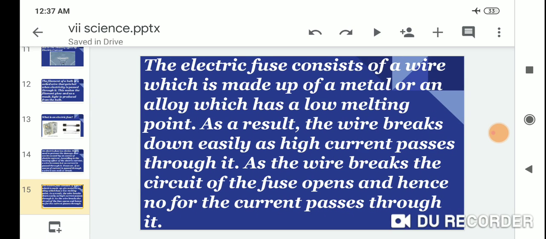The electric fuse consists of a wire which is made up of a metal or an alloy which has a low melting point. As a result, the wire breaks down easily as high current passes through it. As the wire breaks, the circuit of the fuse opens and hence no further current passes through it.